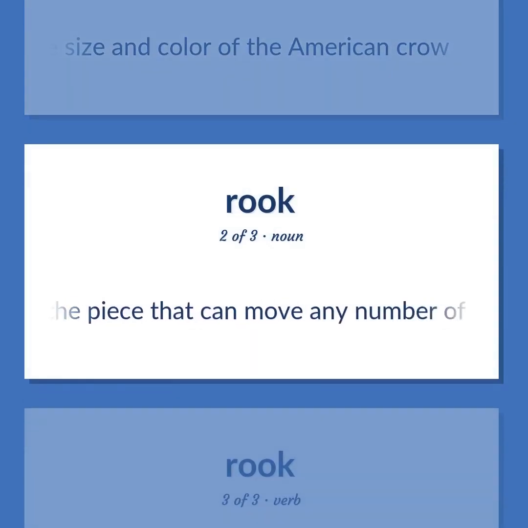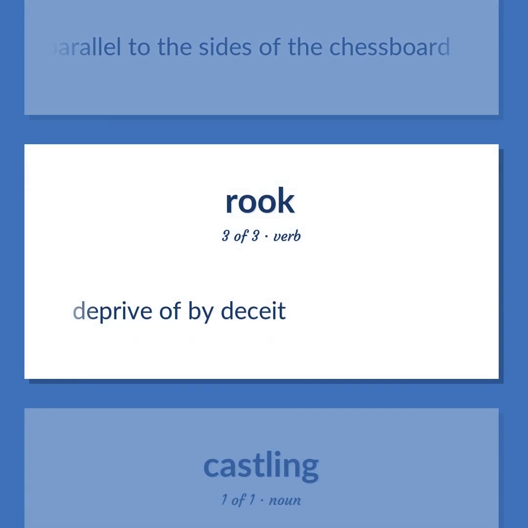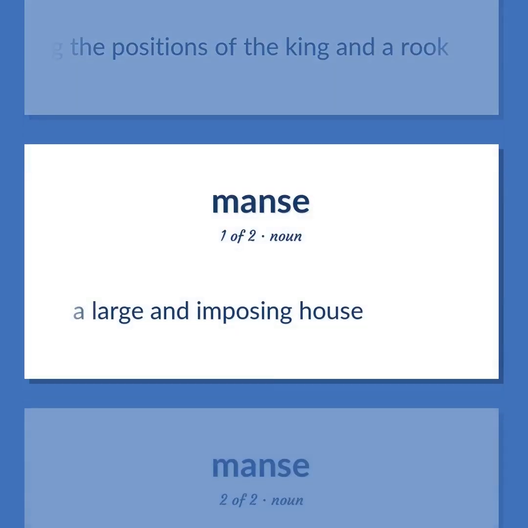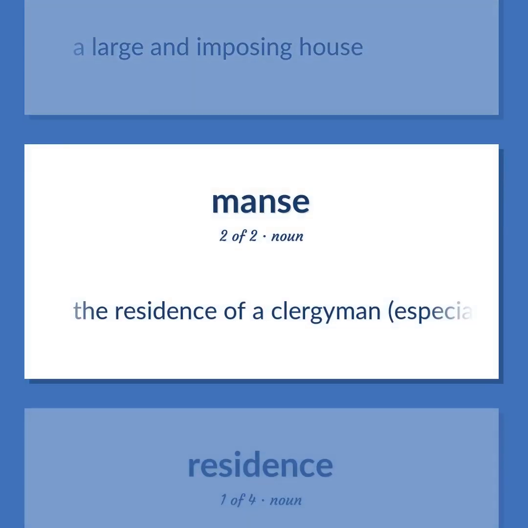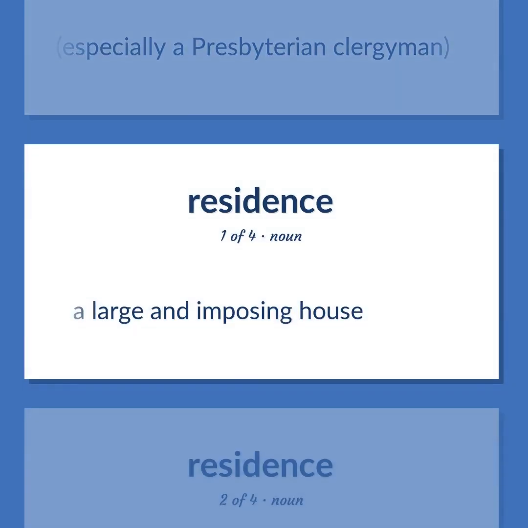Chess. The piece that can move any number of unoccupied squares in a direction parallel to the sides of the chessboard. Deprive of by deceit. Interchanging the positions of the king and a rook. A large and imposing house. The residence of a clergyman, especially a Presbyterian clergyman. A large and imposing house.